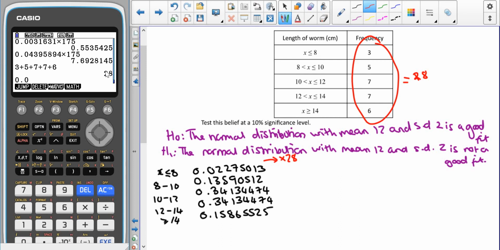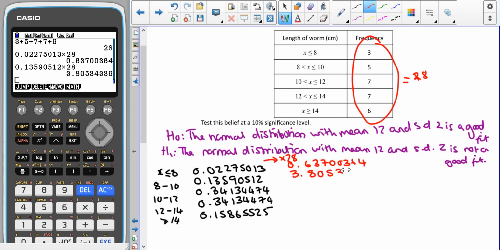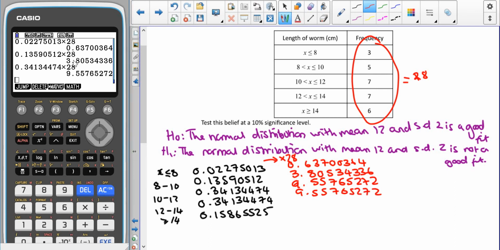So that gives me 0.0227513 times 28, which gives me 0.6370036. So I know I'm going to have to do some pooling. Then we've got 0.13590512 times 28, which gives me 3.8053436. Then we have 0.34134474 times 28, which gives me 9.55765272, which is going to be the same for the next one as well, because we've got the same probability for those.